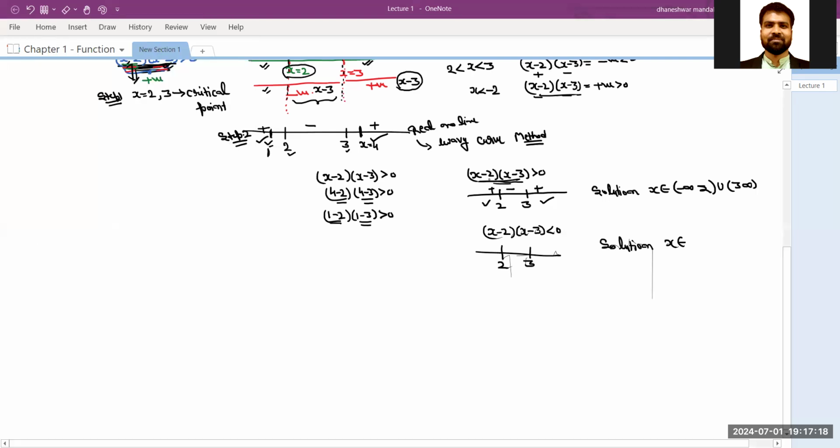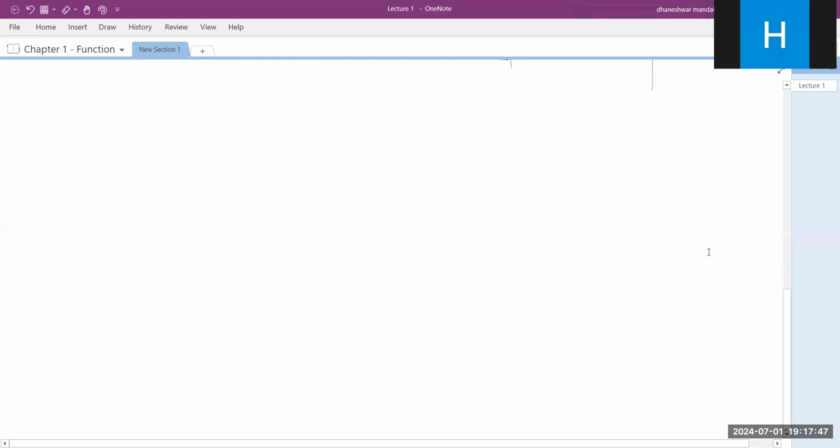See, what I am telling here, if this expression is greater than 0, then take the positive region from here. If this expression is negative, then take the negative sign here. So what is the solution? This region. So 2 to 3 is the solution. Is this clear? Okay, sir. Yes, sir. Let's take 2 to 3 examples.